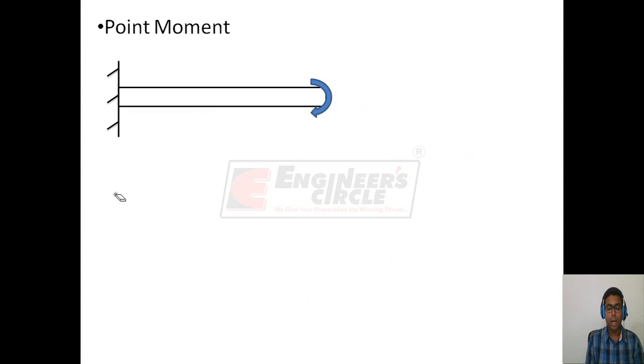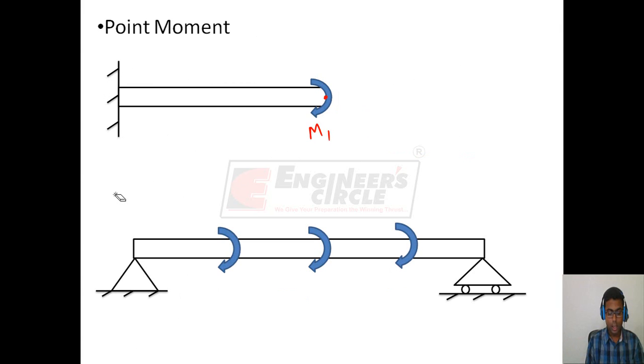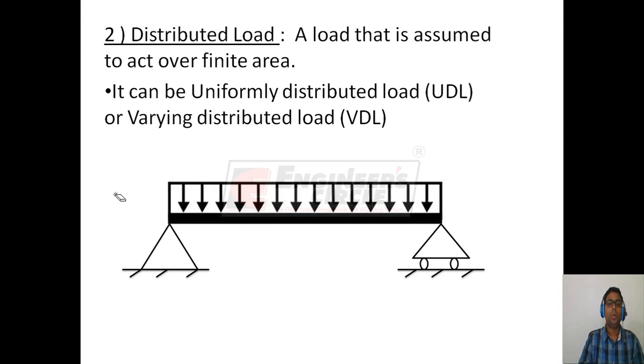Point moment, this M is a point moment because it is acting at a point, that is on the free section of this cantilever beam. All these are point moments because they are acting at a point. Distributed load, a load that is assumed to act over a finite area. It can be uniformly distributed, which is called UDL, or varying distributed load, which is called VDL.